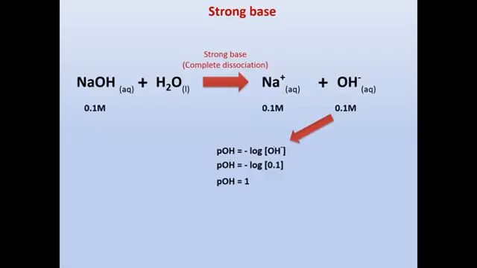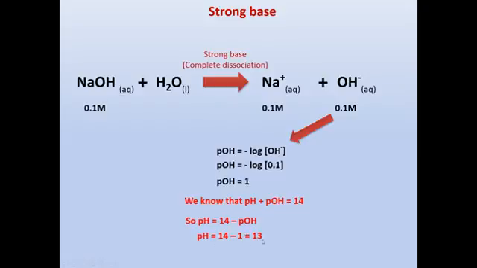So the pOH, the p in this term refers to negative log, and the OH is telling us about the concentration of hydroxide ions. So the pOH is the negative log of the hydroxide ions, and we've found that the concentration of hydroxide ions is 0.1. So the pOH is the negative log of 0.1, which gives us a pOH of 1. We know that the pH plus the pOH adds up to 14, so we can rearrange that and find that the pH is 14 minus the pOH, so the pH in this case is 13.